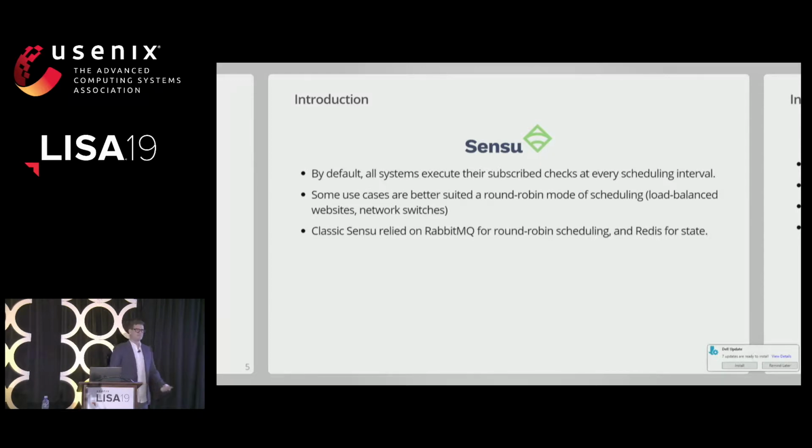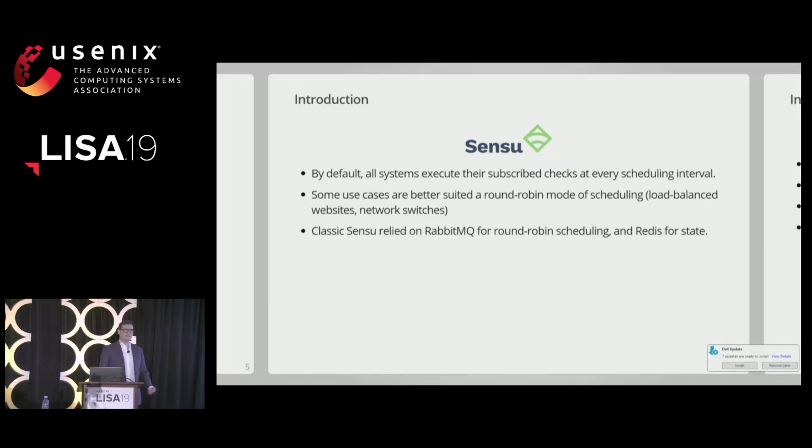The default scheduling mode for Sensu is on an interval, whether it's a time-based interval or a cron schedule. Your checks are going to execute all at once across all of your agents. Depending on who you are and what your systems are like, that might be great, or it might be completely unacceptable, and it might cause a horrible thundering herd scenario. So it's really important to have some way of distributing that load.